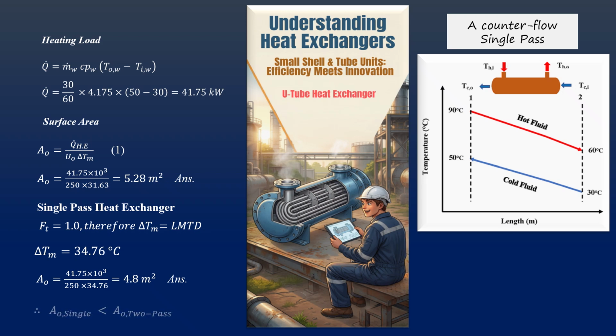And here we have the single pass surface area less than the two pass heat exchanger, simply because the delta T mean for the single pass is higher than that of the two tube passes. This is how the calculation has been achieved, and this is the final solution for the single pass and two tube passes.